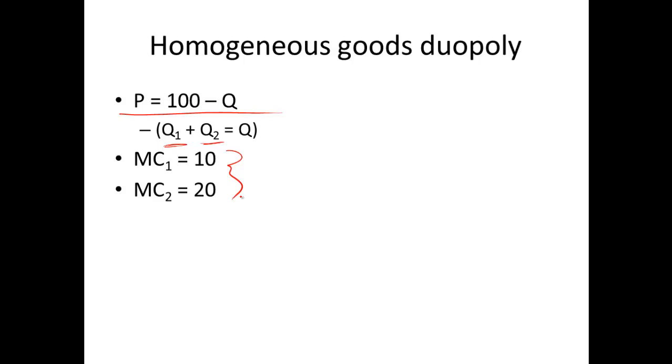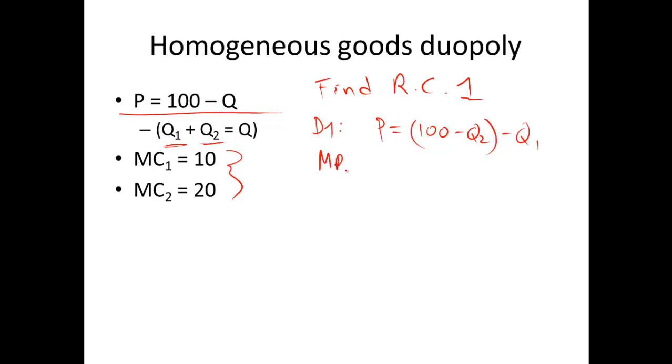So that means we have two separate initial tasks in this problem. One is to find reaction curve 1, and another will be to find reaction curve 2, but we'll get there. So how do I do that? Well, let's think about firm 1's demand curve. Call that D1. It's price equals 100 minus Q2 minus Q1. Now, that means that marginal revenue at firm 1 has the same intercept, 100 minus Q2 minus 2 times Q1. So that is the bisecting rule here: it keeps the intercept the same and has twice the slope.